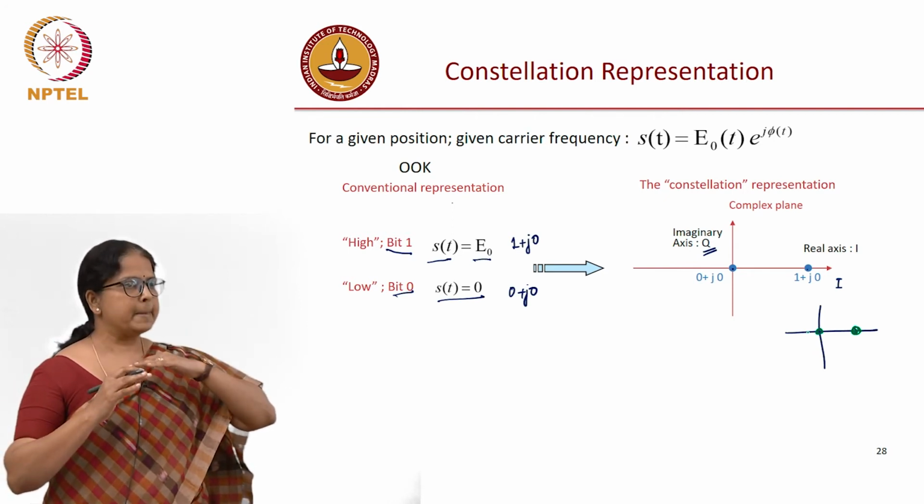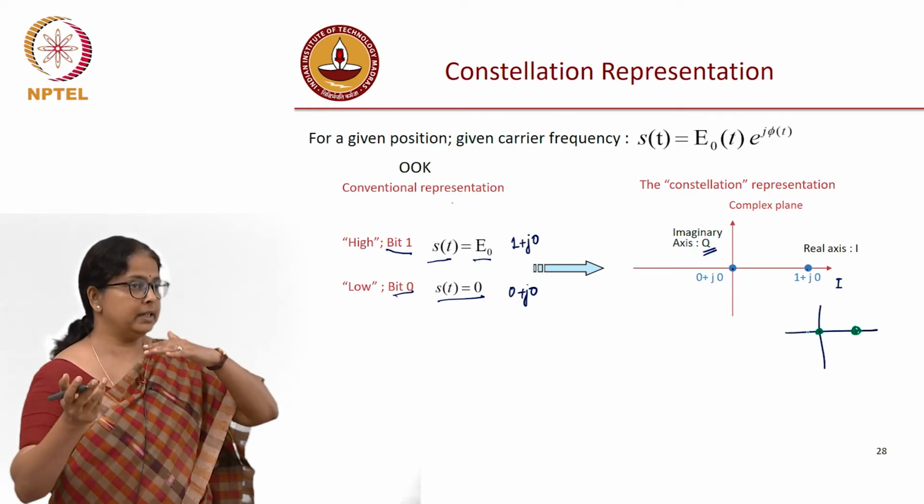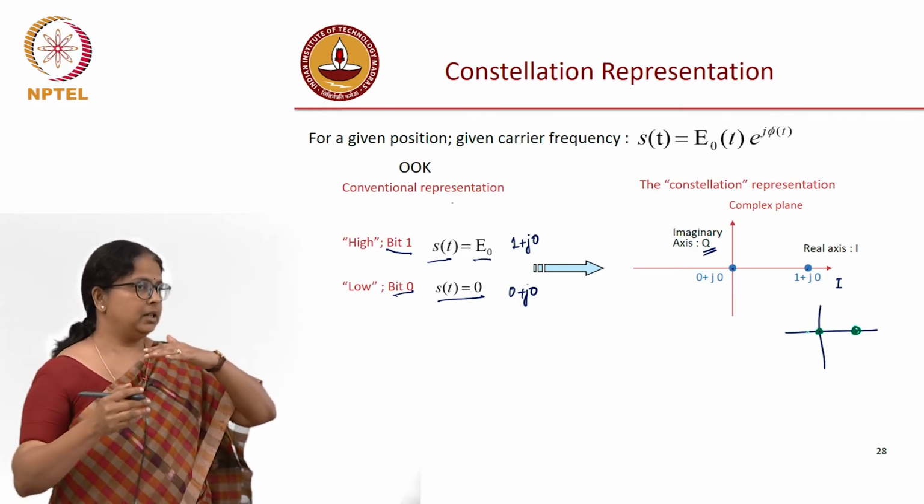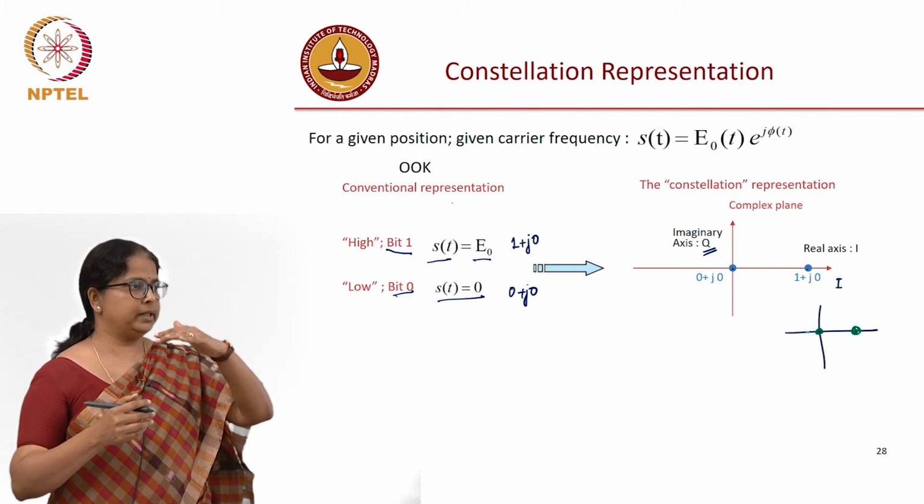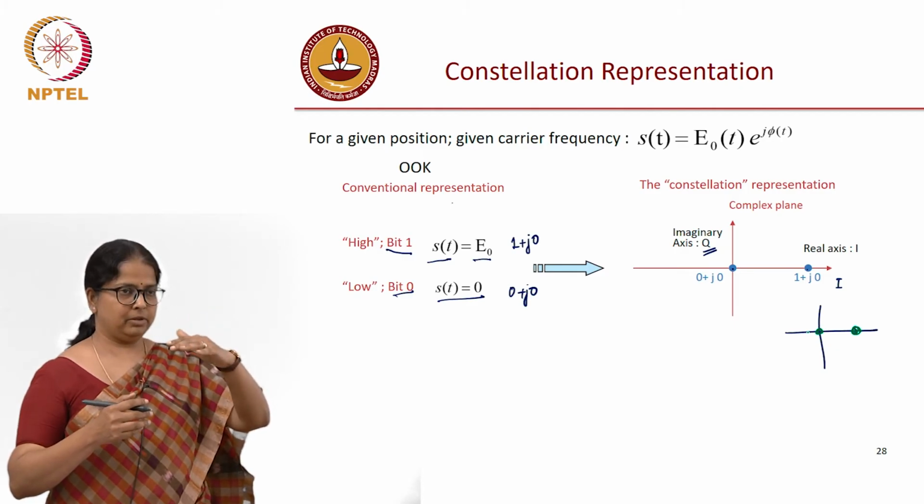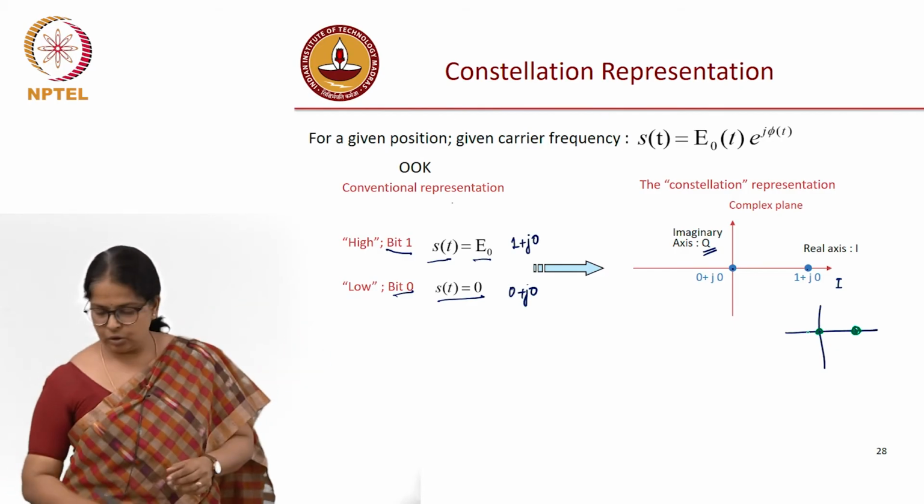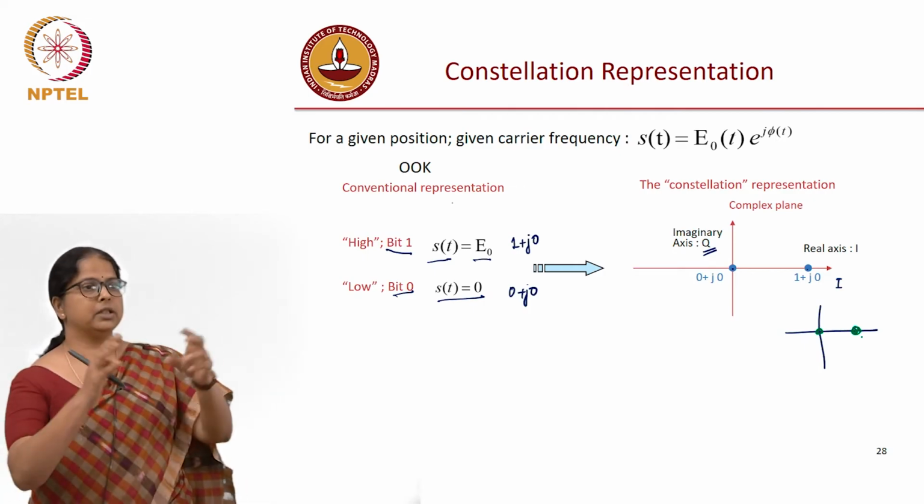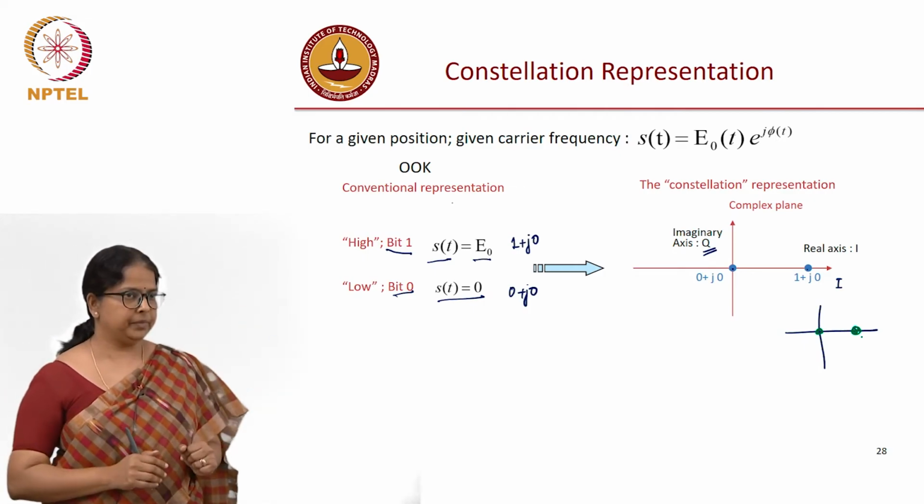5 volts, let us say. Sometimes, if the channel is very noisy, you may get 4.8, you may get 5.2. There will be a distribution. So, depending on the distribution, the constellation will start spreading.